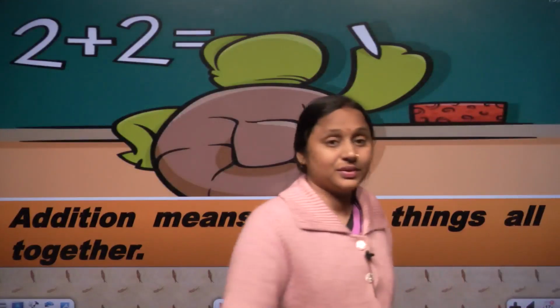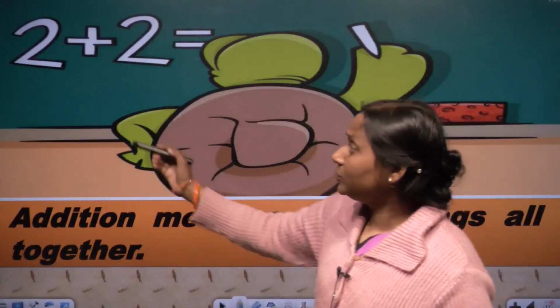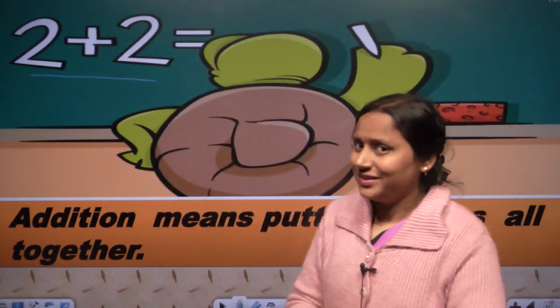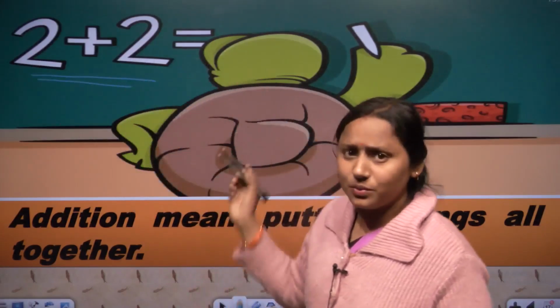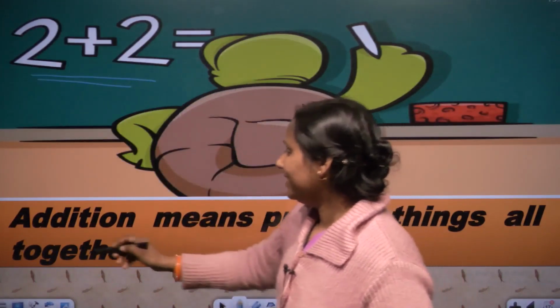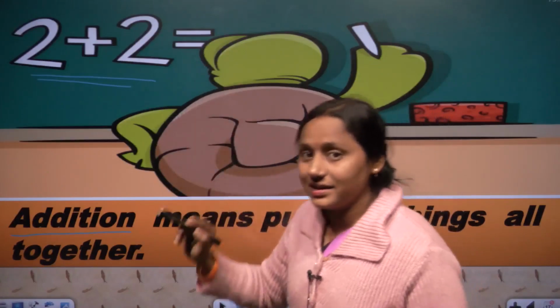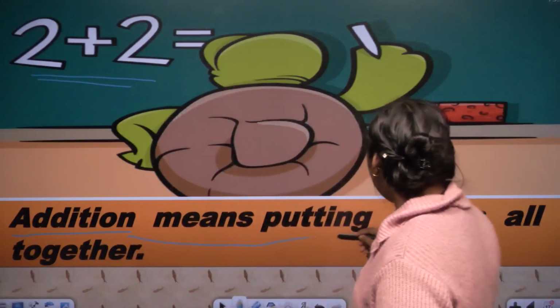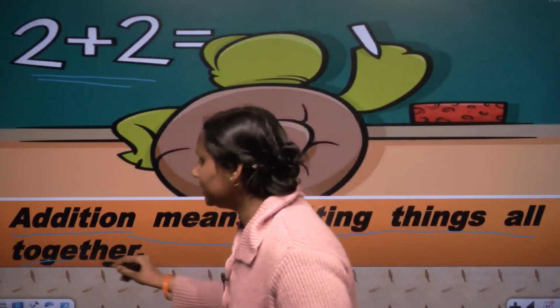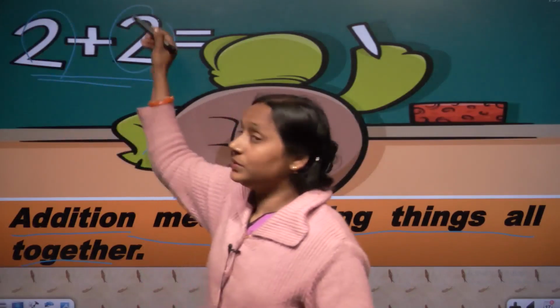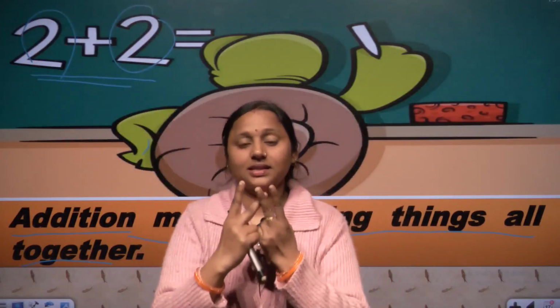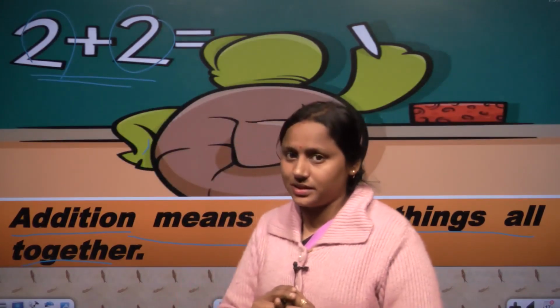Now, do you know children? 2 plus 2? What number we get? Okay, this one is addition. Ye kya hai? Addition hai. Addition means putting things all together. Putting numbers all together. 2 plus 2. Hum do number ko ek saath kya karenge? Adding karenge. Okay, adding two numbers all together.